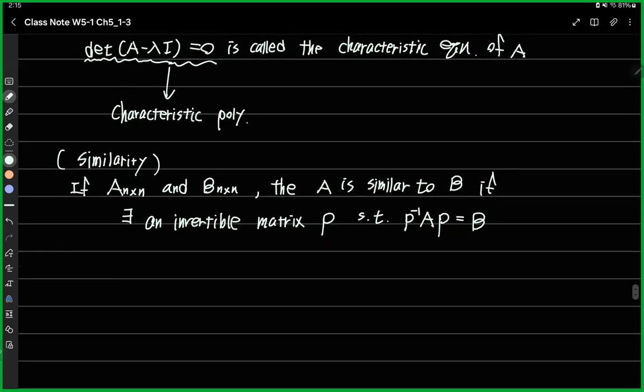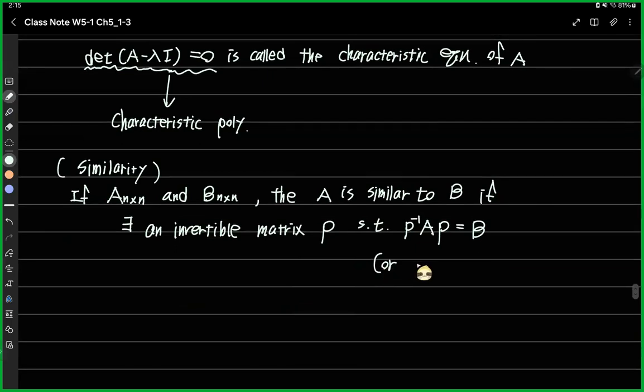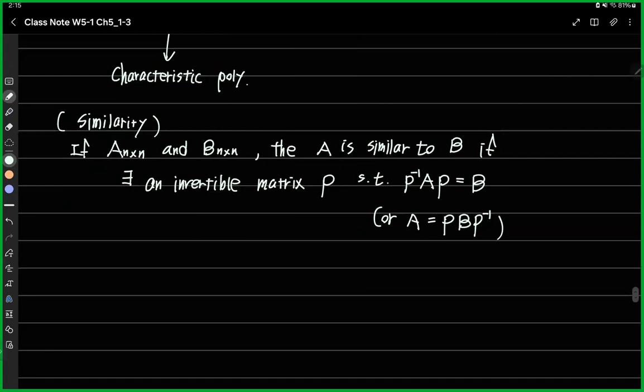Okay. So, or equivalently, A is equal to what? P times B times P inverse. In that case we say that A is similar to B. Right. So here's a note: changing A into P inverse times AP is called a similarity transformation.